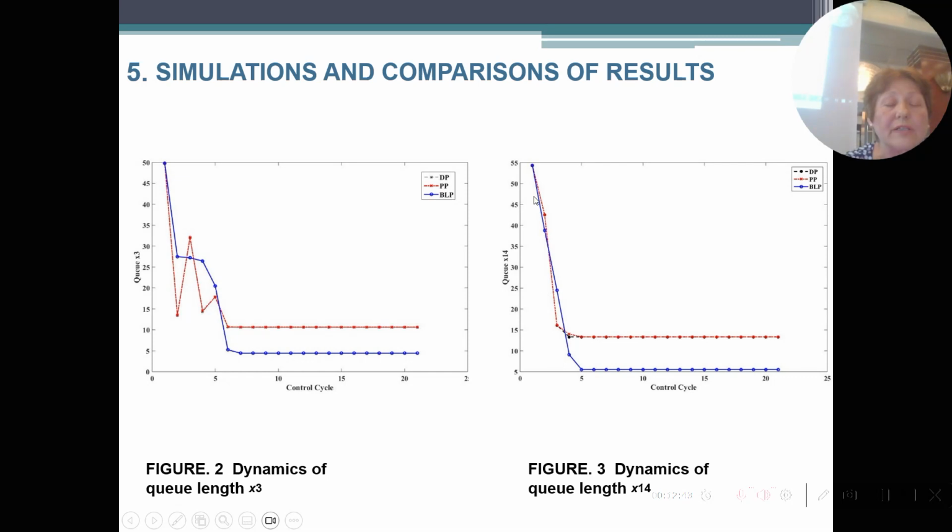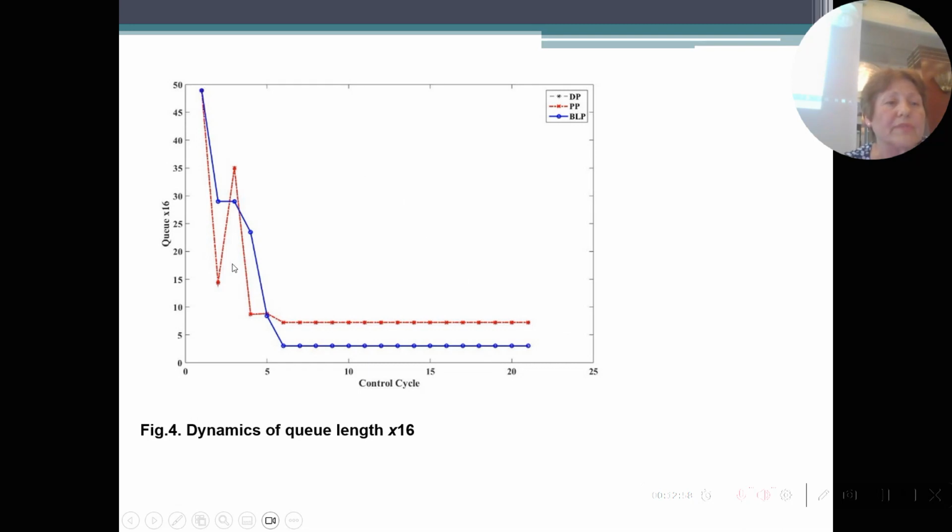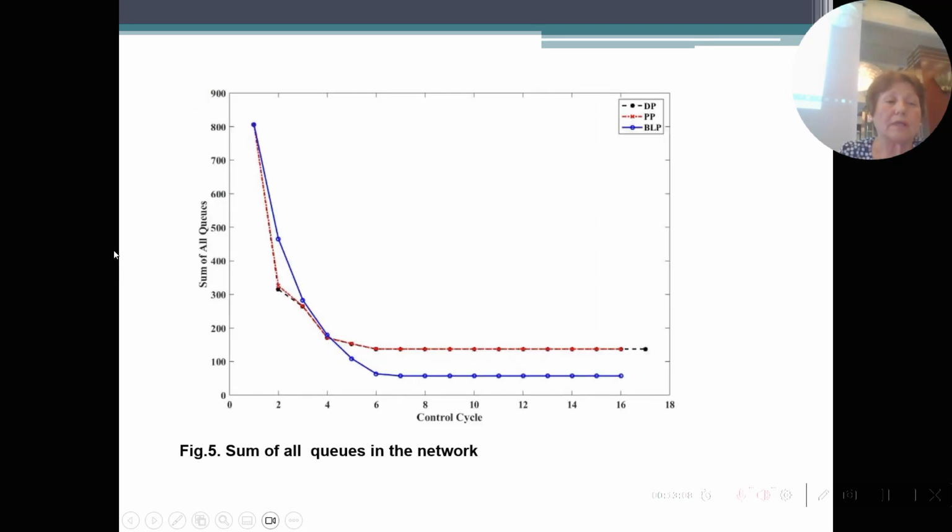About queue X14, the situation is nearly the same. Here you can see a little bit different values of deterministic and stochastic problem. The next example is of X16, where the bi-level solution again is better. And the sum of all queues in the network is given in this picture, where again the bi-level solution, which is the result of all queues in the network, gives better results.